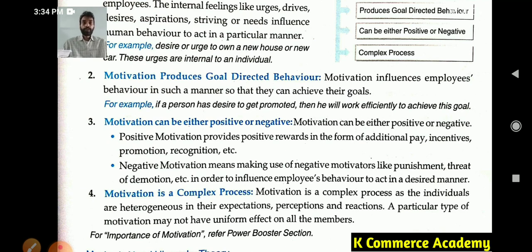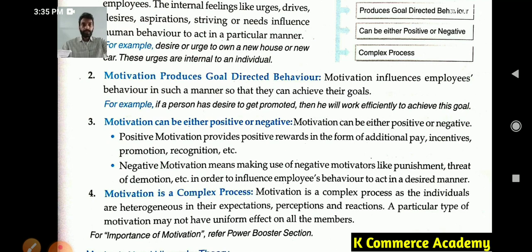Instead, if you appreciate or provide recognition to certain employees, it may be possible that some get motivated, while another 8 may not. So which person will get motivated with which kind of motivator, with which kind of incentive, to find this out is actually a complex task. And that is why it is known that motivation is a complex process.